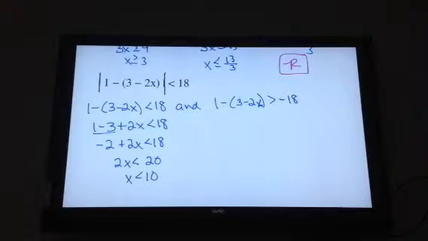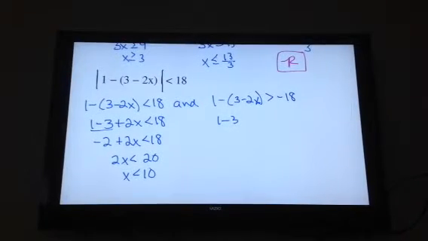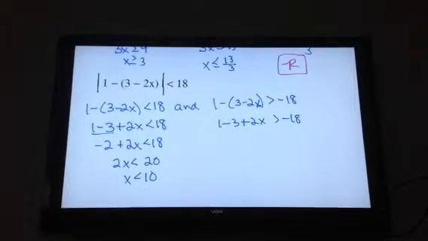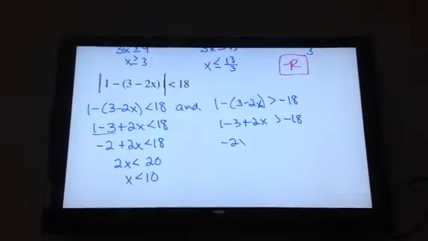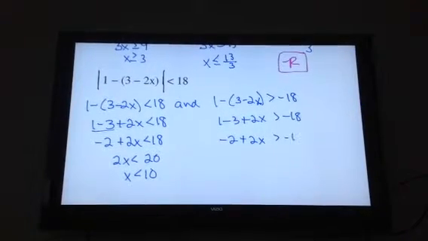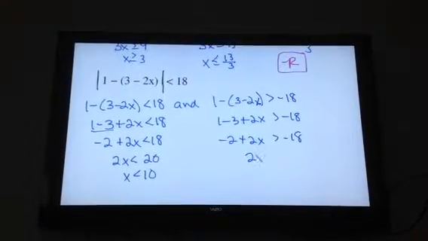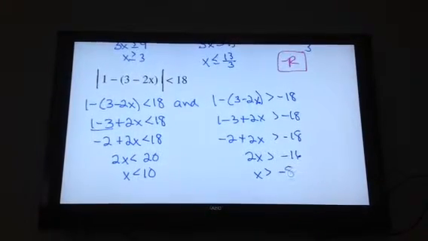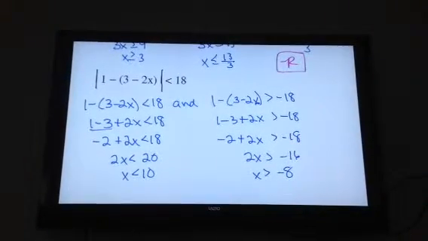Same algebra on the other side. Exactly. On the left here, same operations. Put your numbers together. Add your 2, you just get a different number here, negative 16, and then divide by 2, and x is greater than negative 8.